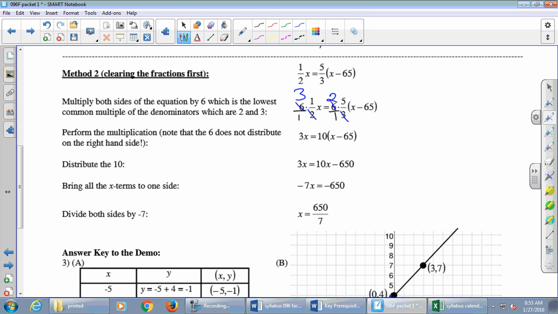On the right-hand side, I've got 2 times 5 is just 10. Now, there is a risk here. This is correct, 10 parentheses x minus 65. The risk is a very common mistake, and that's folks taking the 2 and multiplying it by the 5. Great. But also taking the 2 and bringing it into the parentheses.